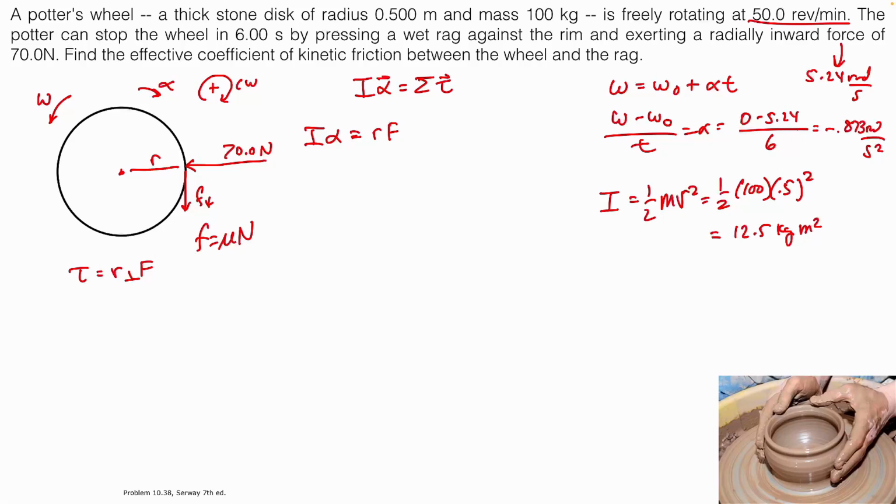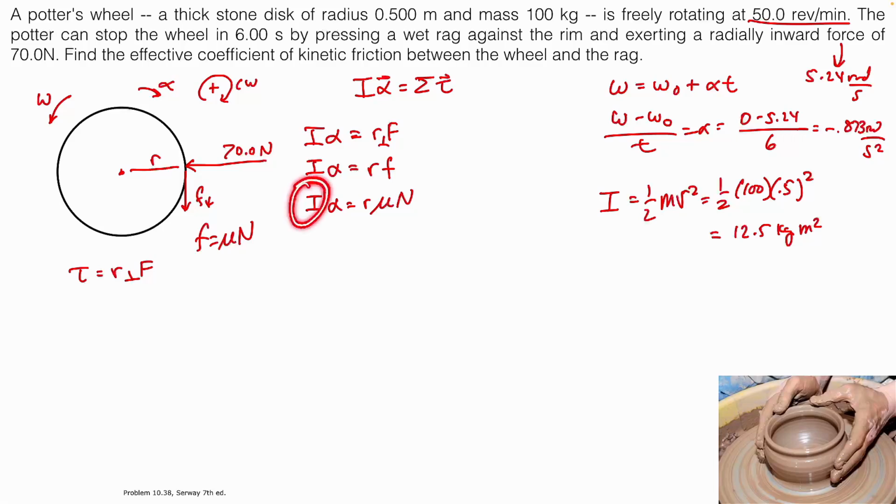Well, it's R times F, perpendicular to each other. Right? And I know the distance. The force is going to be the force of friction, and that's going to be mu times N. And now I think I've got everything, don't I?